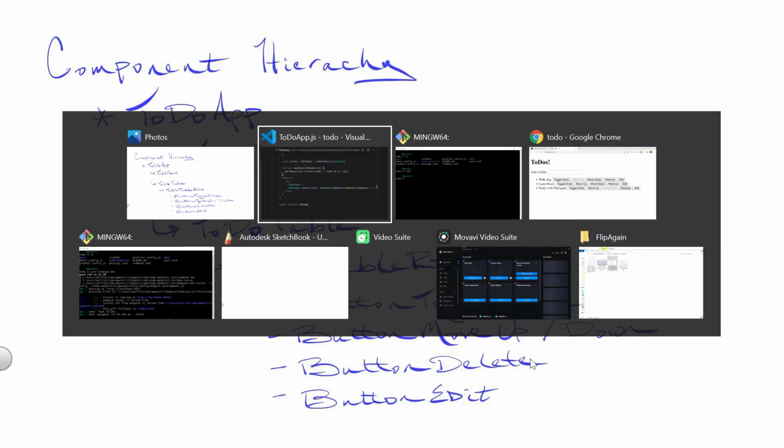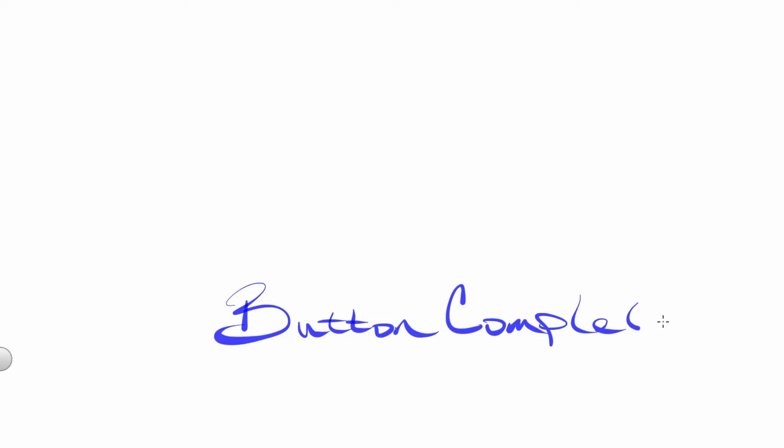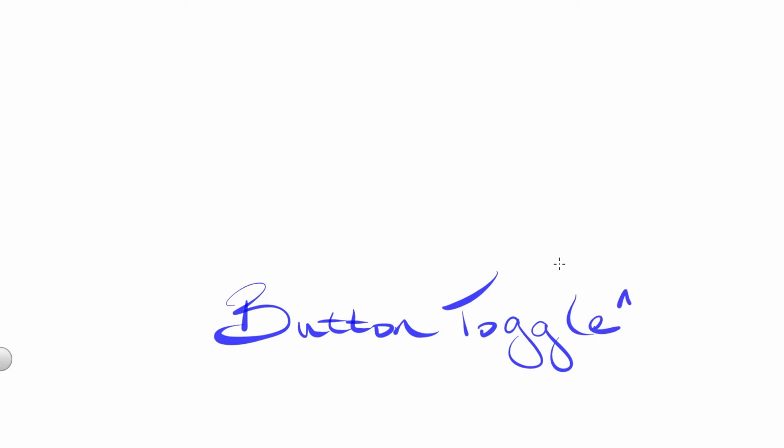So let's go think through the toggle button. So toggle, we have this button down at, say, the bottom of our component tree. Our button, we will call it button complete. Oh wait, not complete. Button toggle complete. Toggle complete.